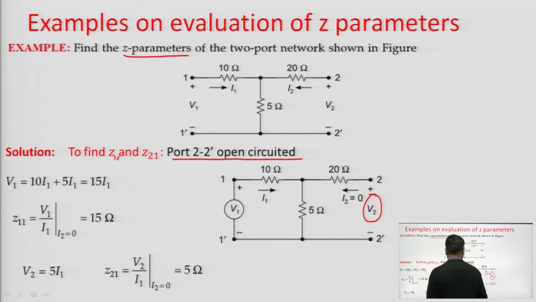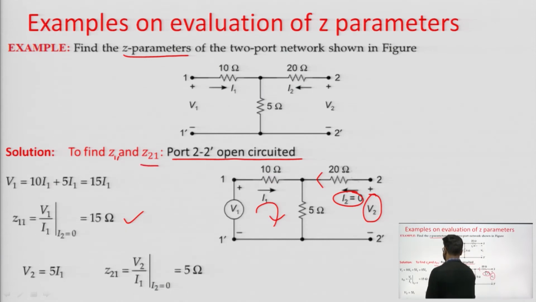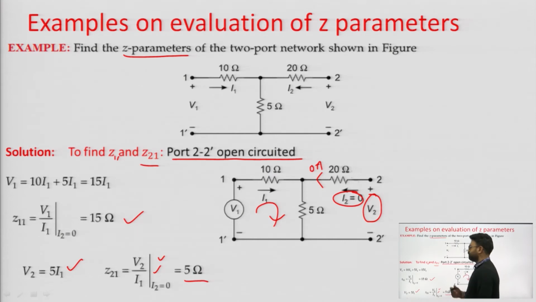When we open circuit it, we will apply KVL here, we will get V1 equals to 10 I1 plus 5 I1, because I2 equals to 0, no current is coming from this side. So, we will get Z11 as 15 ohm, and to obtain Z21 we need the ratio of V2 by I1. V2 will be equal to 5 I1, because no current is coming from this side. We get the value of Z21 as V2 by I1, with I2 equals to 0, as 5 ohm. This is how we obtain Z11 and Z21 by keeping port 2-2 dash open circuited.